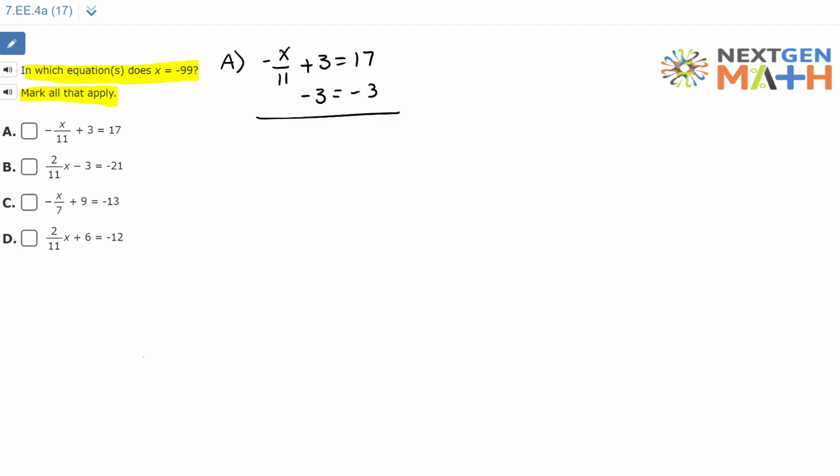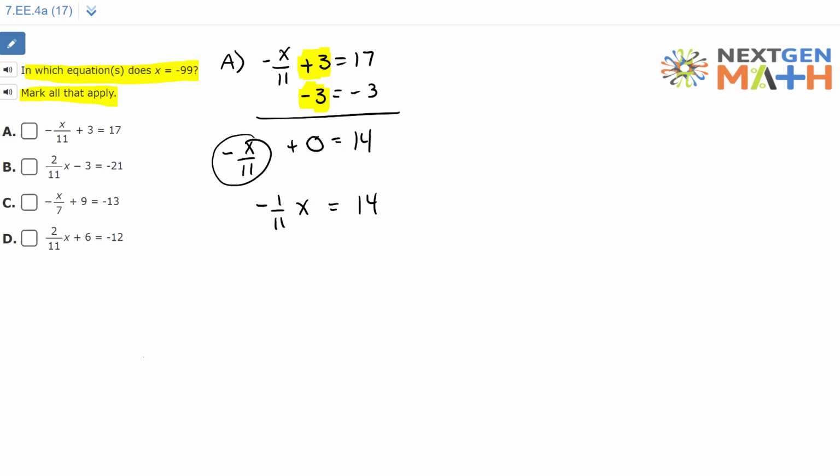We do that because 3 minus 3 gets us to 0. That's the key move in this solution. Now 17 minus 3 gives us 14, and we still have negative x over 11 plus 0 equals 14. We're just going to rewrite this as negative 1 over 11 x, the same thing as what was written right here, equals 14.